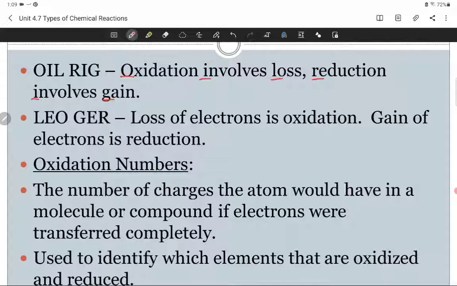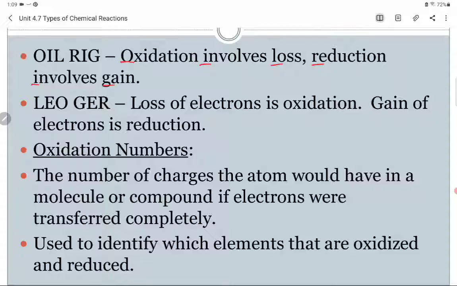So we're going to definitely study something called oxidation numbers, and that's going to help us define what's being oxidized and what's being reduced in the chemical reaction. So what are oxidation numbers? The number of charges the atom would have in the molecule or compound if electrons were transferred completely. And we'll figure out how to do that in a second here. They're used to identify which elements are oxidized or reduced, and I already mentioned that that is why oxidation numbers are useful.